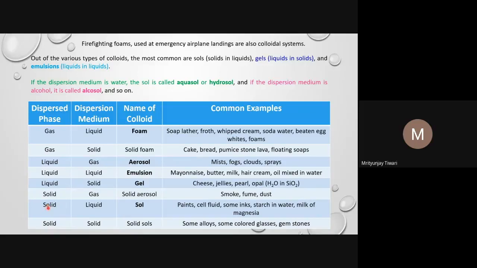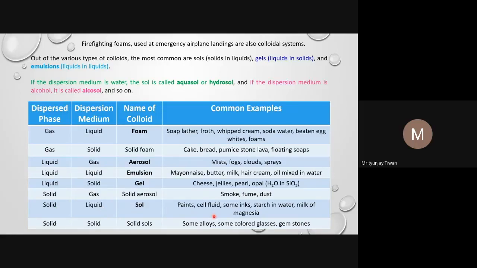Now the dispersed phase being solid and the dispersion medium being a liquid, it forms sols, and this is also very important. This definition is important because the first phase is solid for sol, and the dispersion medium is liquid. And the examples are paints. Usually these pigments are solids and we mix them into oil, kerosene oil and so on. So these paints are sols, meaning the dispersed phase is solid and the dispersion medium is a liquid.